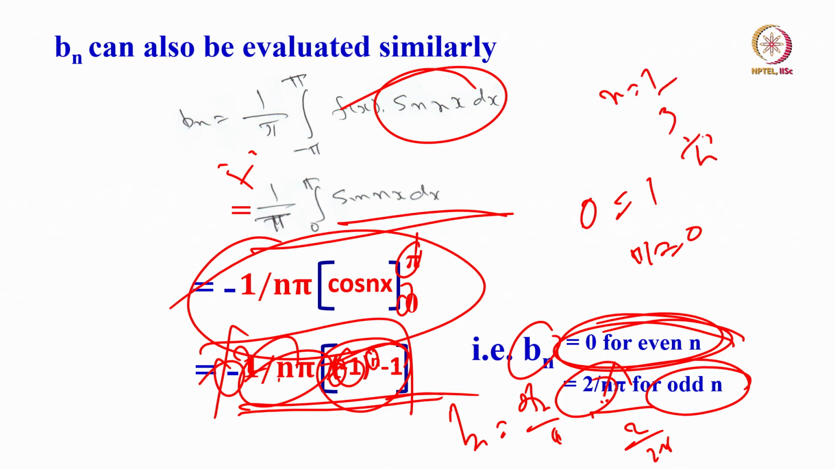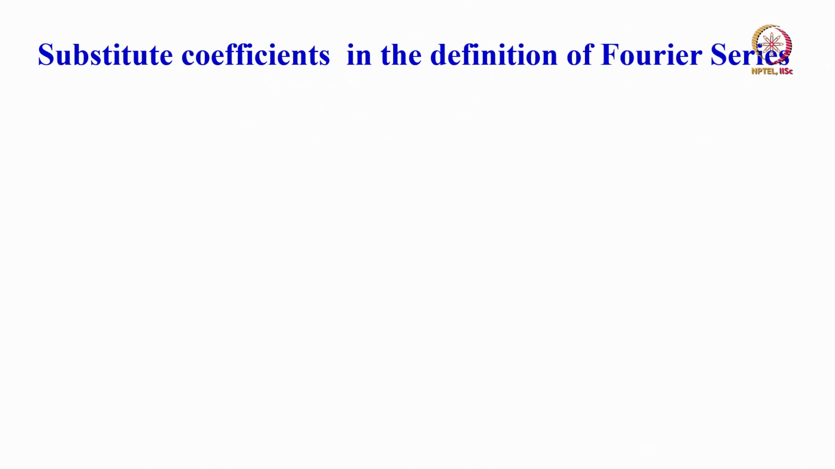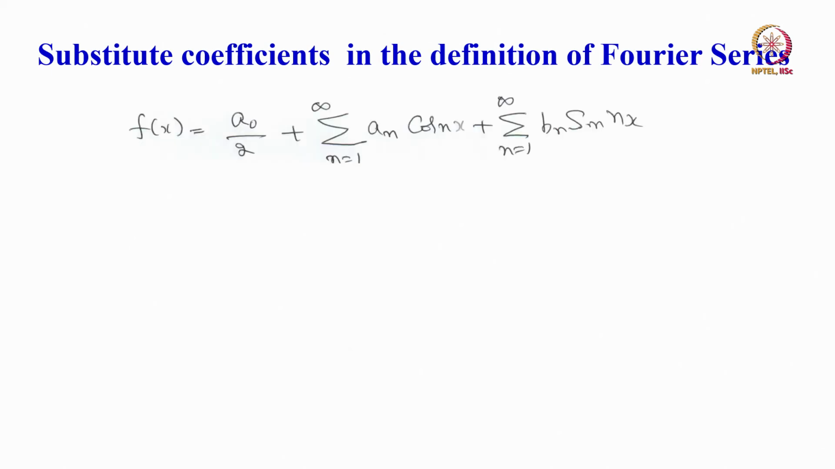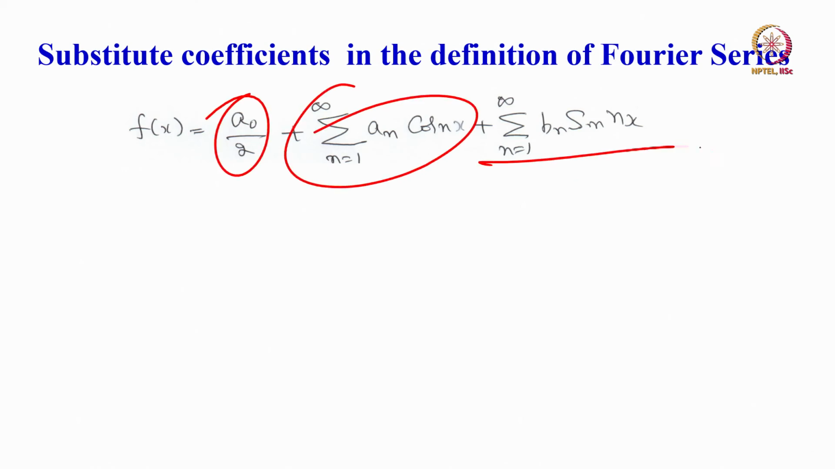For n = 2, 4, 6 it is 0. So odd terms will be present, even terms will be absent. Now substitute all these coefficients in the definition of the Fourier series. What is the definition of the Fourier series? This is what I said: a0 by 2, plus an into cos of nx, plus bn into sin of nx.